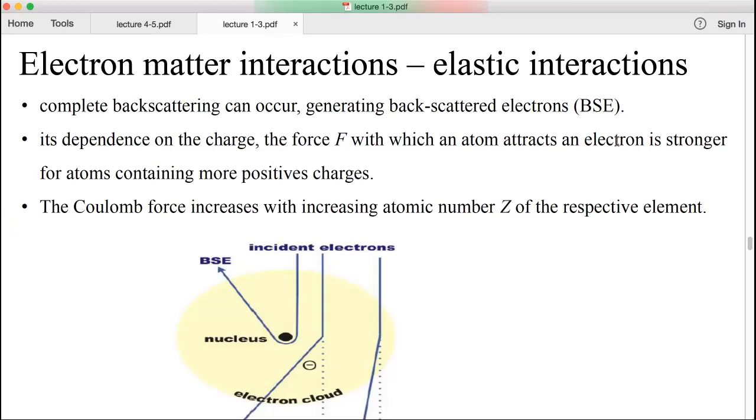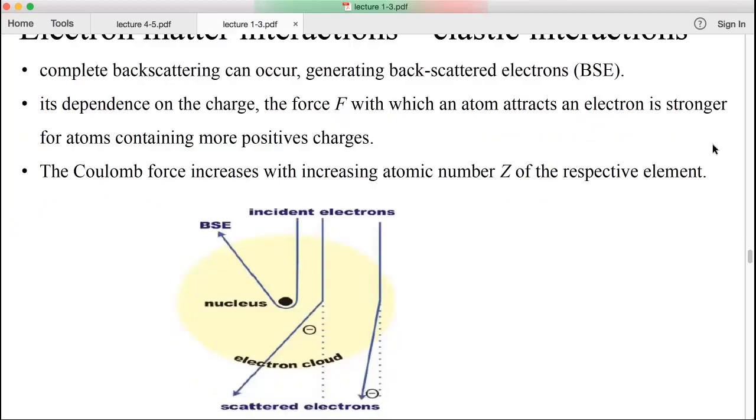So that's why it says atoms containing more positive charges have a higher force with which the atom attracts that incoming electron. The force is stronger if you have a more positively charged nucleus. The Coulomb force increases with the increasing atomic number Z of the respective element.